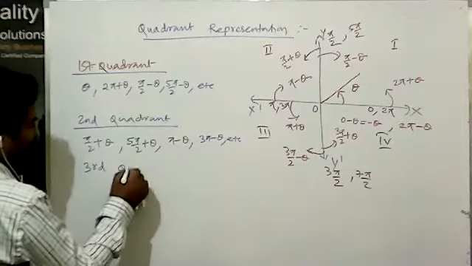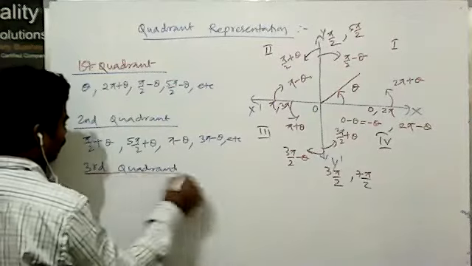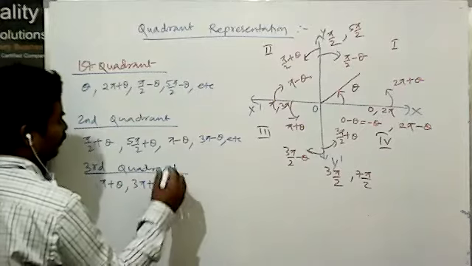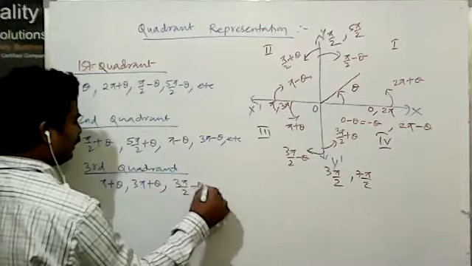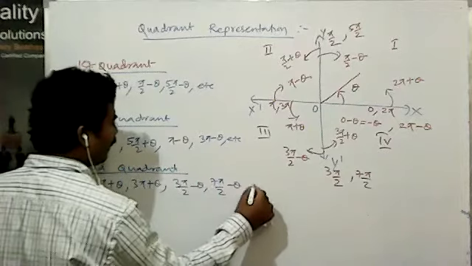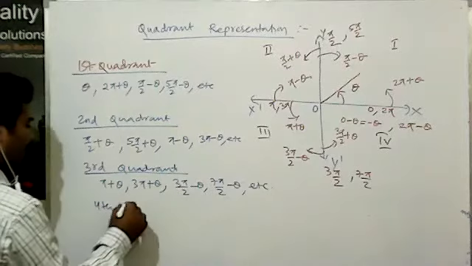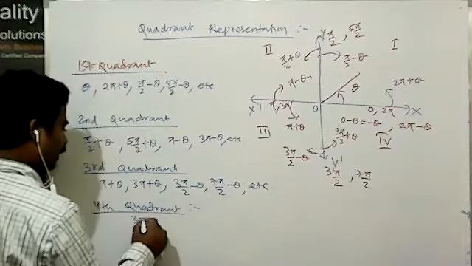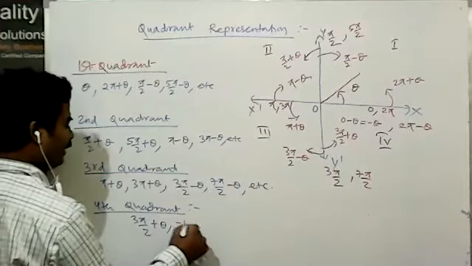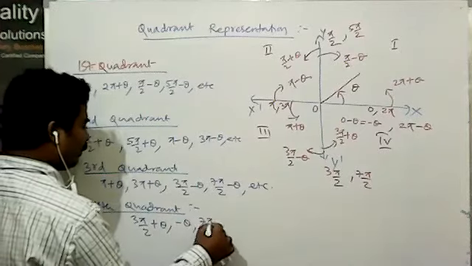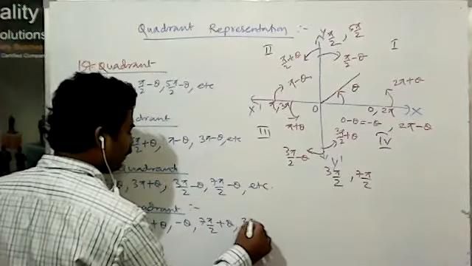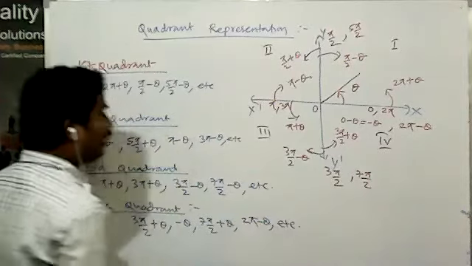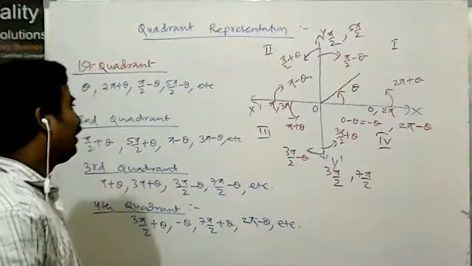Similarly, third quadrant: the values are pi plus theta, 3 pi plus theta, then 3 pi by 2 minus theta, 7 pi by 2 minus theta, etc. Then fourth quadrant: 3 pi by 2 plus theta, then minus theta, then 7 pi by 2 plus theta, then 2 pi minus theta, etc. These are the angles in different quadrants.